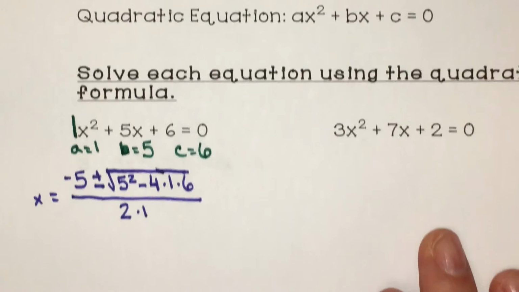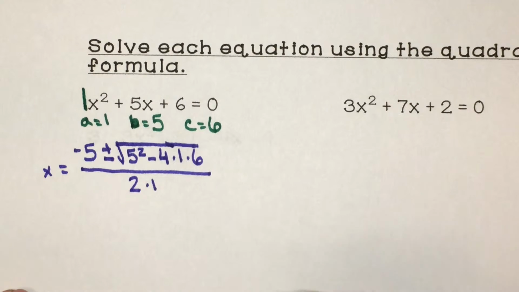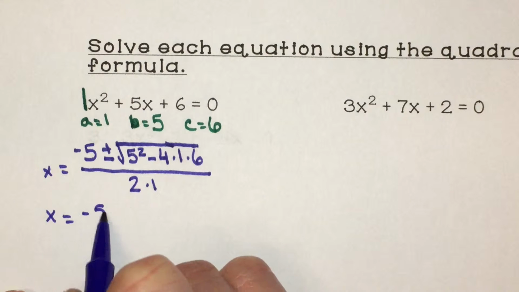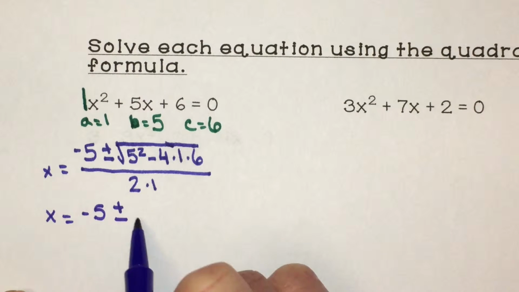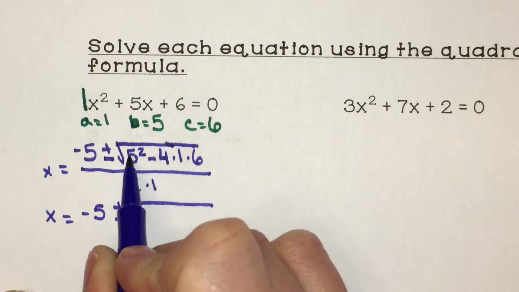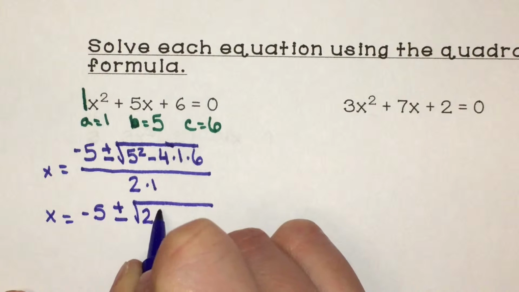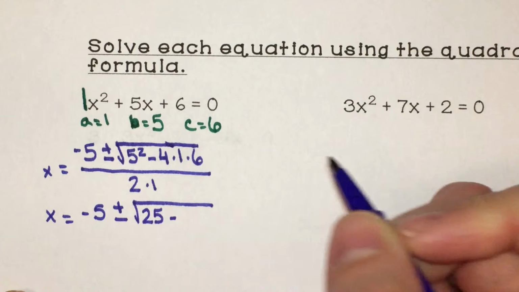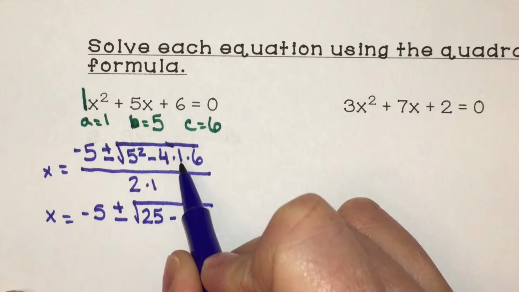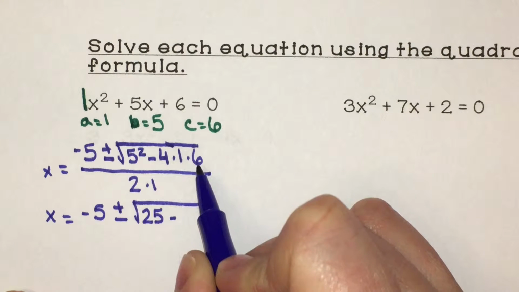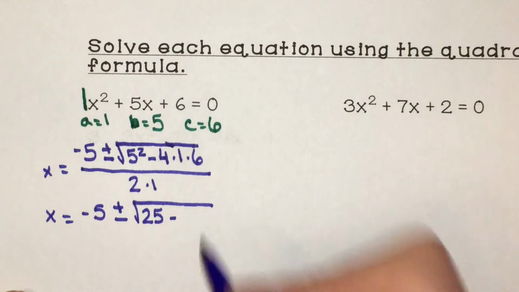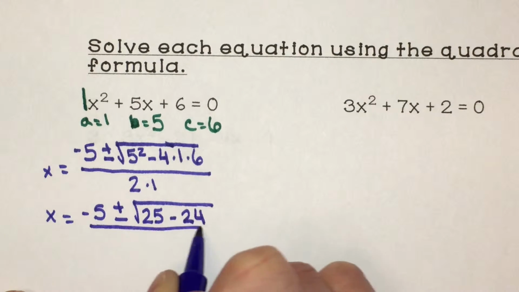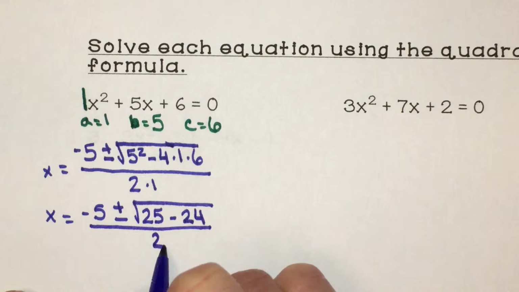So we're going to simplify. We have x equals negative 5 plus and minus the square root of 5 squared, which is 25, minus 4 times 1 times 6. So 4 times 1 is 4, and 4 times 6 is 24. Then we're just going to put that over 2 times 1, which is 2.